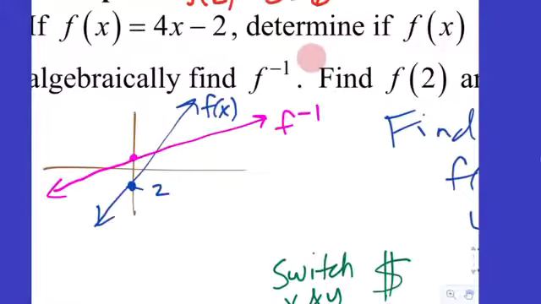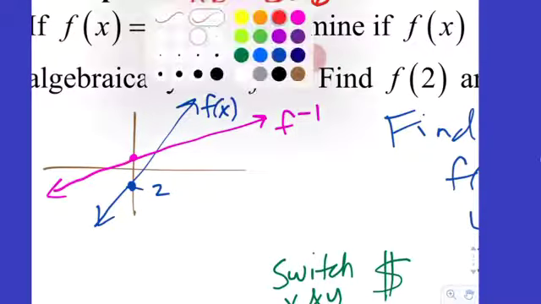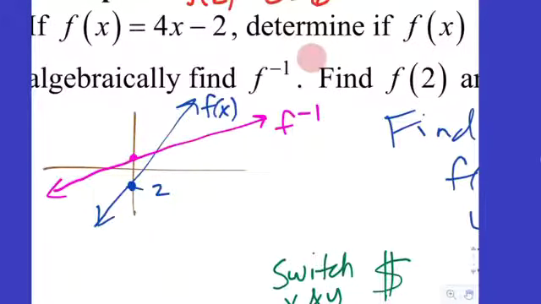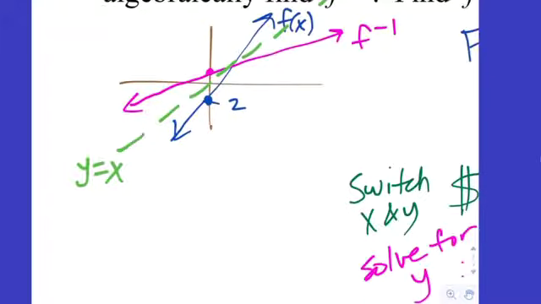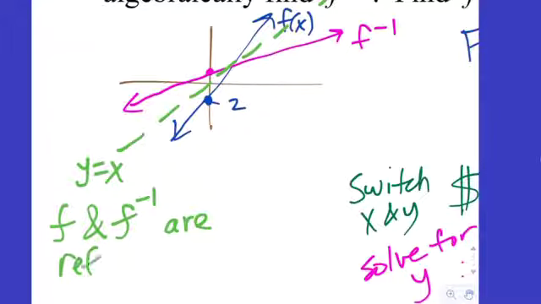Now, if you turn your head at a 45-degree angle, you can probably look at the pink graph and the blue graph and notice something about them. Okay, if you draw that line called y equals x, what can you tell me about the blue graph and the pink graph in relation to that line? Yes, they're reflections. Yeah, exactly. So f and f inverse are reflections across the line y equals x.